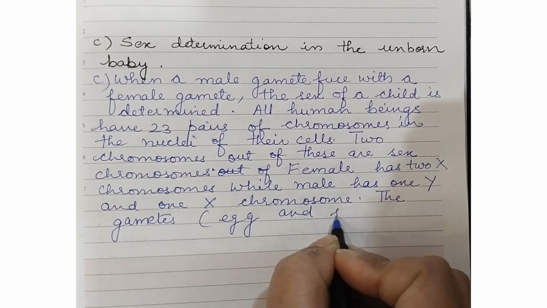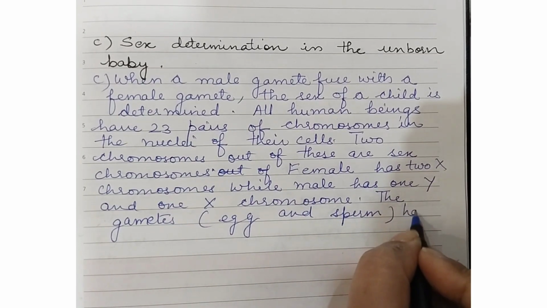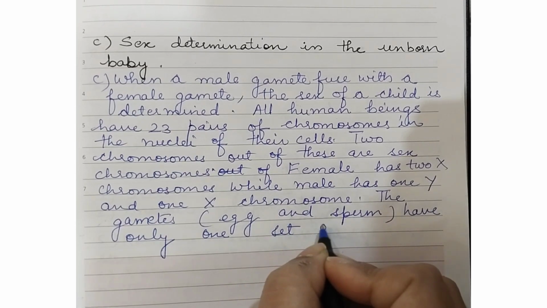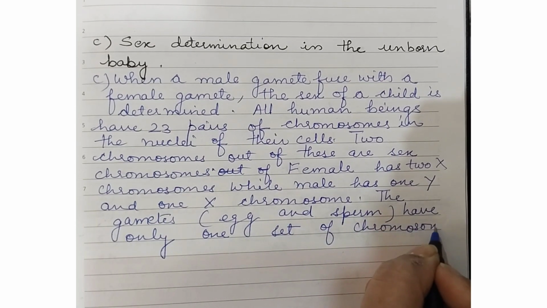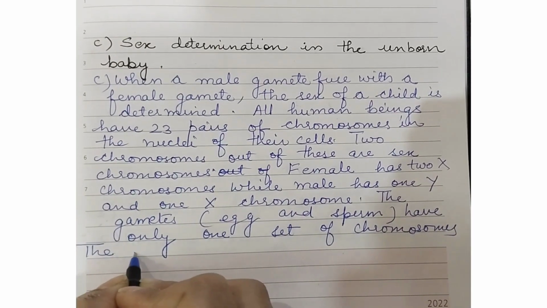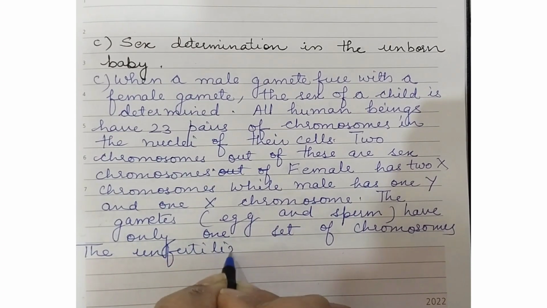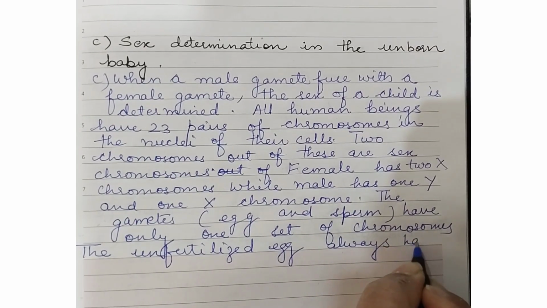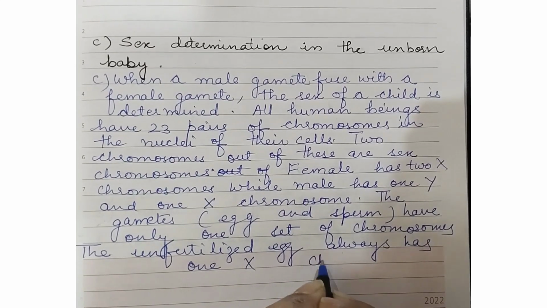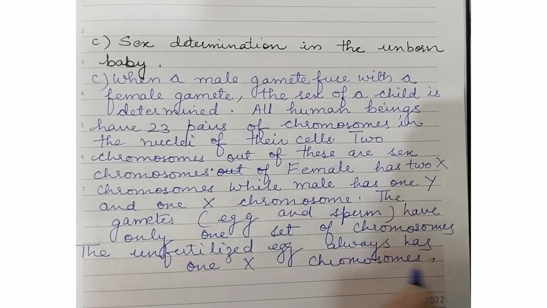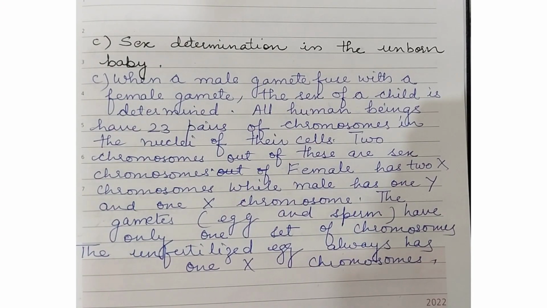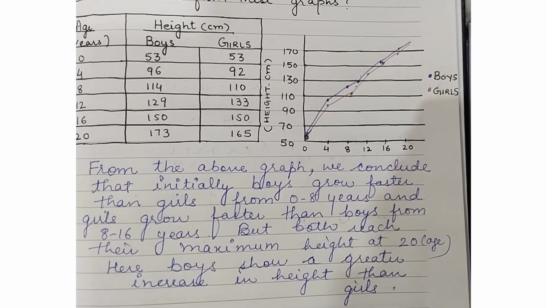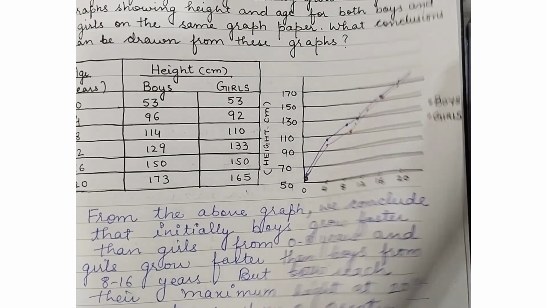But the gametes, eggs and sperm, they have only one copy of these chromosomes, only one set of chromosomes, females having X, and thus the unfertilized egg always has one X chromosome. Clear? Because female having XX chromosome, so one set having only X chromosome. These are your questions. I hope you understand well.